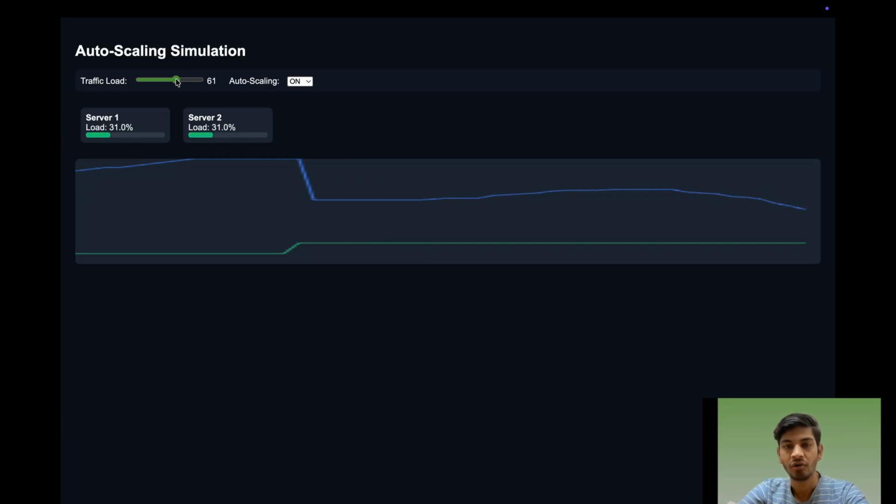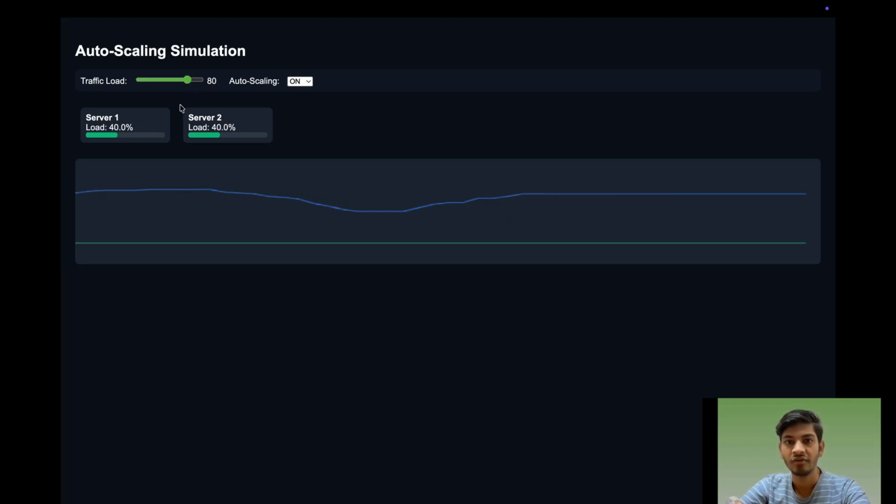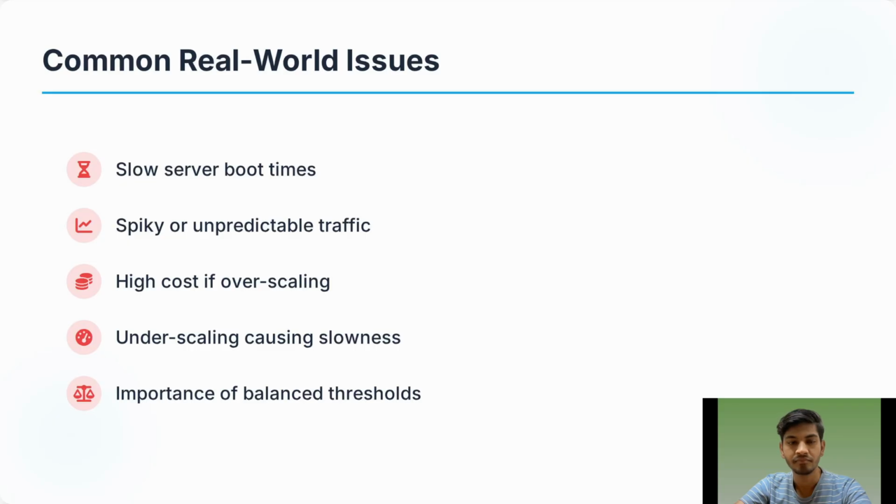Now, let's lower the traffic again. Because of the cooldown timer, the system won't immediately remove servers. It waits to make sure the drop is consistent. Eventually, once the system determines the load is truly low, it begins removing instances gradually. This prevents flapping and maintains stability.